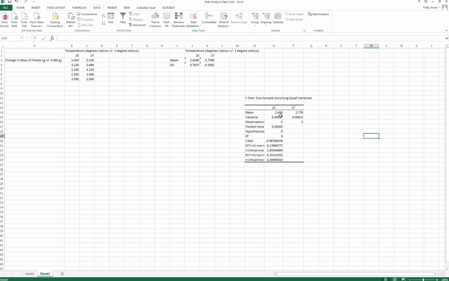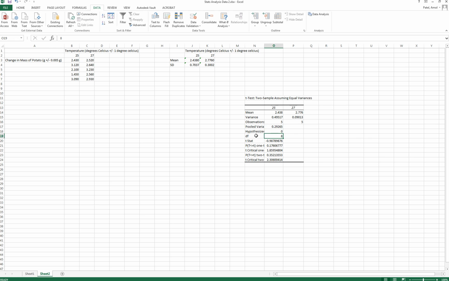So what you need to know: these means should match the values that you have up here. They're just rounded a little differently. We've got a variance value, so unless you know what that means and can discuss that in your data analysis, I would not worry about that. Your observations are your data points. We've got 5 data points. Your hypothesized mean difference is 0, so we're testing our null hypothesis.